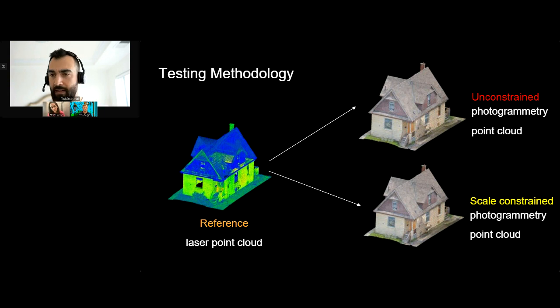So let's take a look at how we're going to compare these. Basically, we're going to use the terrestrial laser scan point cloud as the reference. That's the ground truth. We're going to assume that is the most accurate representation of that asset that we can get.